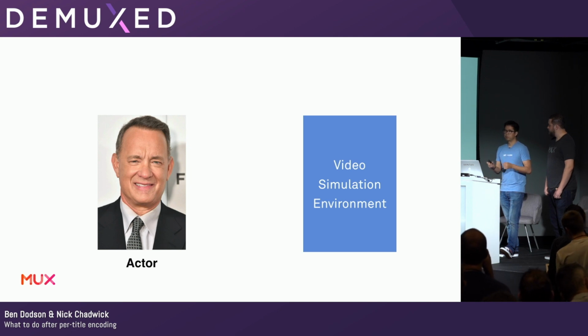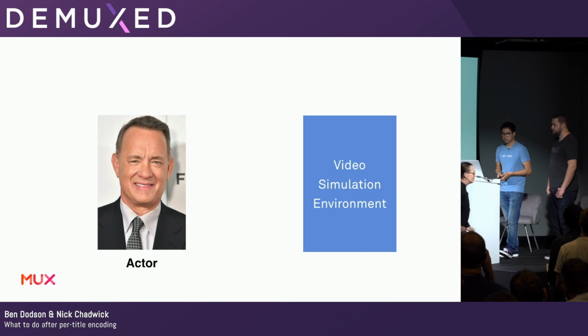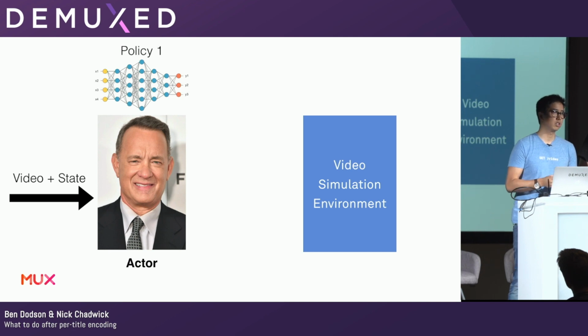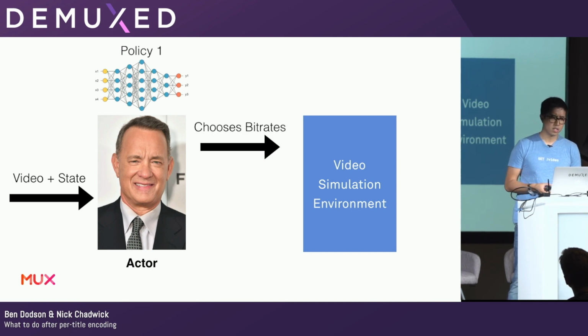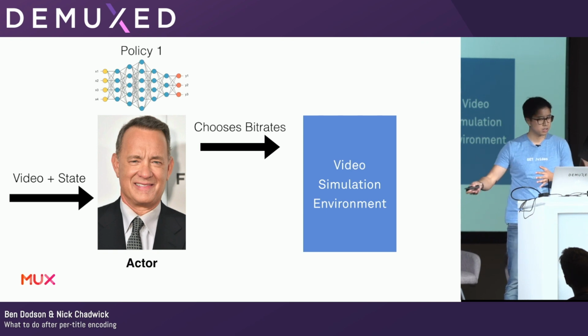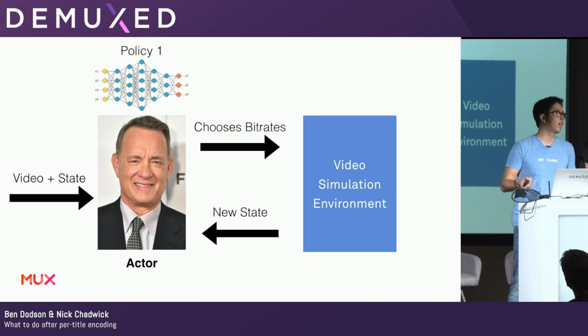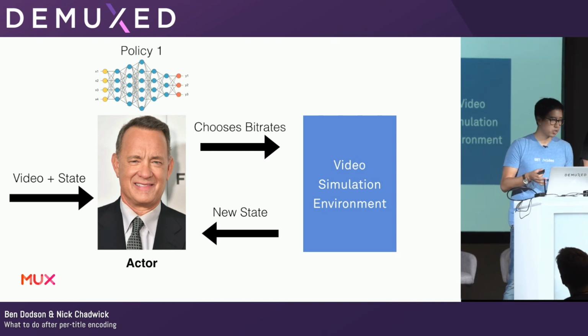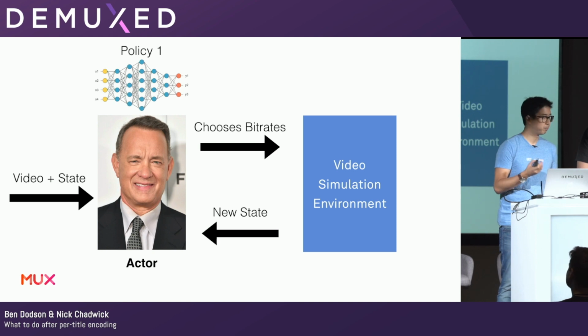And so what that means for bitrate selection is we start off with an actor and a video simulation environment that sort of generates fake viewers and measures the QoE results from those viewers. And so we pass the actor a video and a state. And the state could be like the bandwidth distribution or specific properties of that video. And the actor has a neural network that it uses to choose the bit rates. And this is called the policy of the actor. And it uses that to select bit rates that pass through the environment and get back a new state, which is sort of the QoE results of that action, and uses that to calculate the reward.